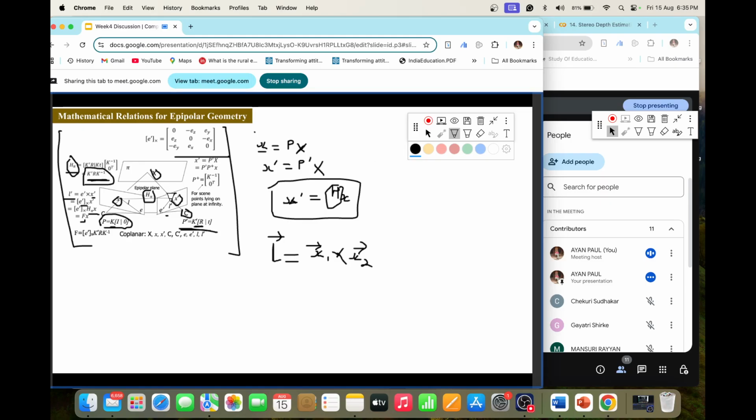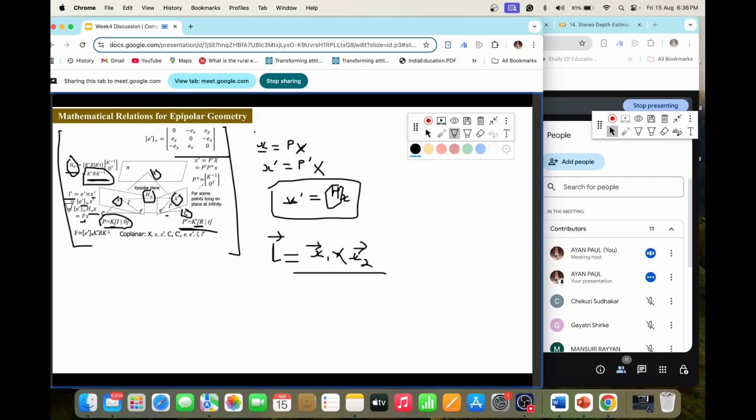Now how can we get this L dash? L dash is very easy. Any doubt? Okay. L dash is nothing but E dash cross x dash. That is how we find the equation of a line. If we have two points, x1 vector and x2 vector, just do the cross product of these two vectors and we will get the equation of a line. Similarly, we have two image points E dash and x dash. Just do the cross product and we will get the equation of L dash. That is also very easy.